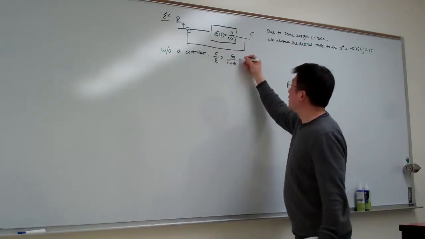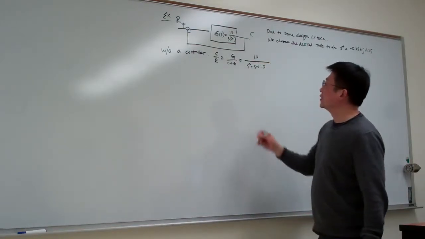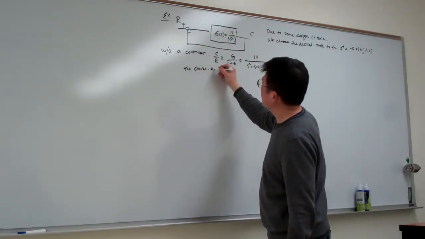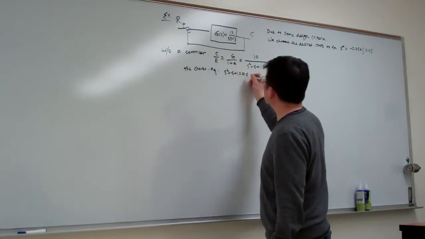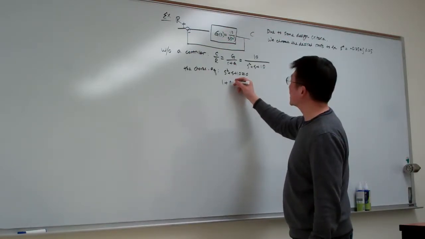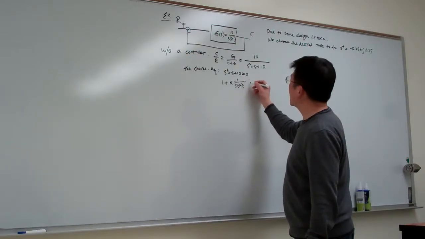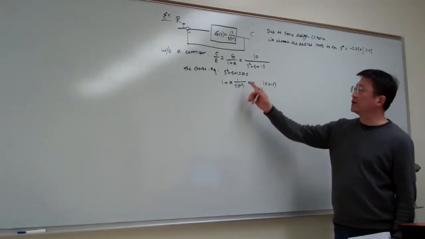Now we can derive this one. That is S squared plus S plus 10. So the characteristic equation is S squared plus S plus 10 equal to 0. Let me revise this into the classical form, which is 1 plus K over S times S plus 1 equal to 0, for K equal to 10.